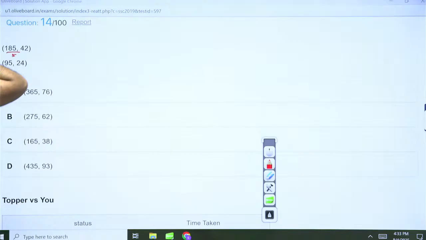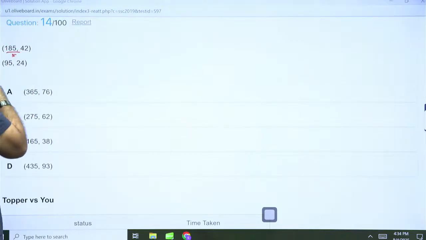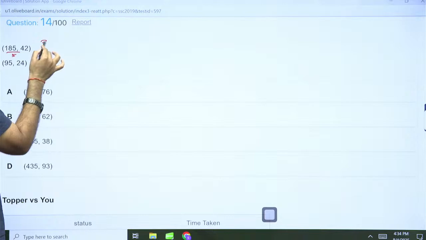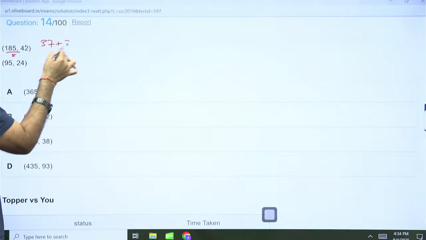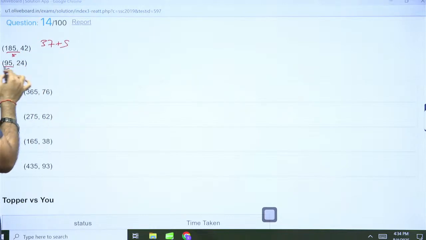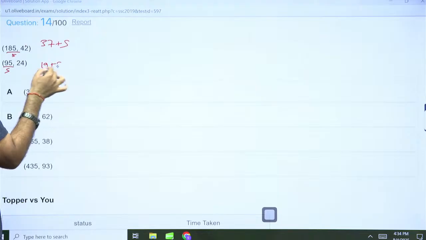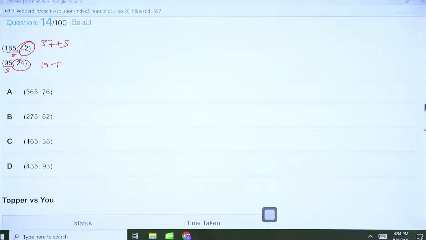So this is 370. 370 is 37. 37, 42 plus 5. Okay. 95 divided by 5 is 19. 19 plus 5 is 24. Cool. We are simply dividing by 5 and adding 5. Okay. Dividing by 5 and adding 5.